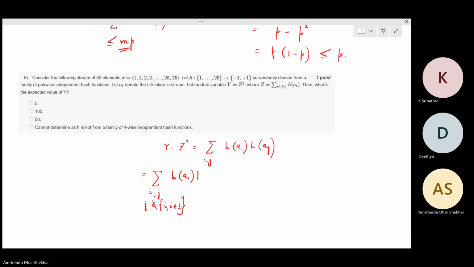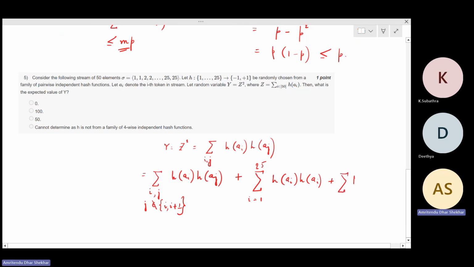plus the sum over i equals 1 to 25 of h_ai h_ai, plus the sum over of h_ai h_ai.